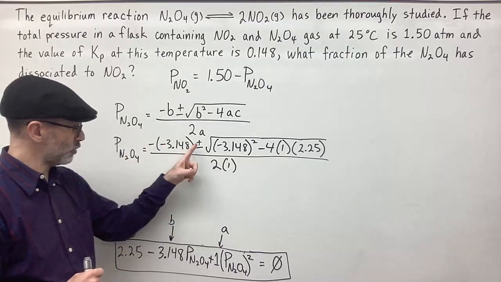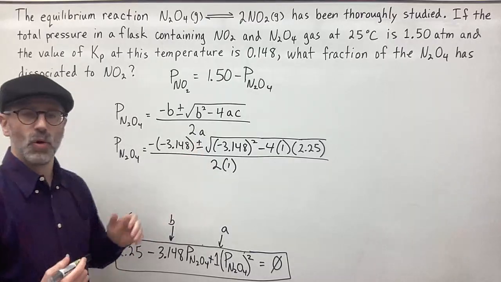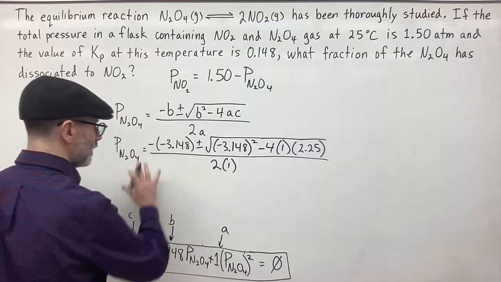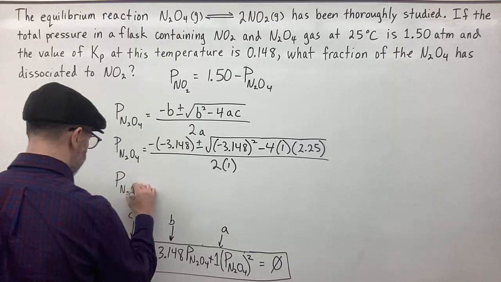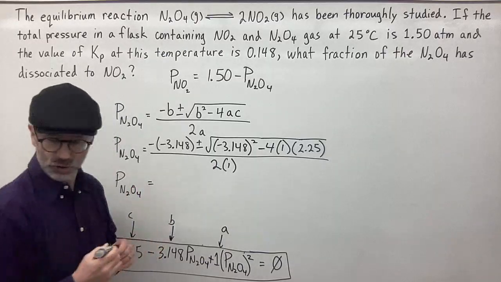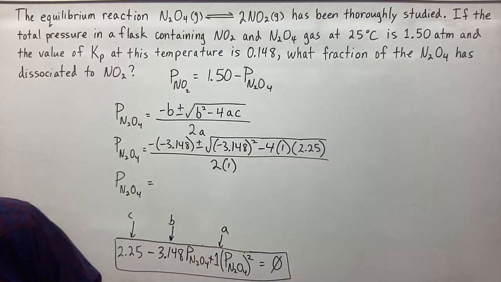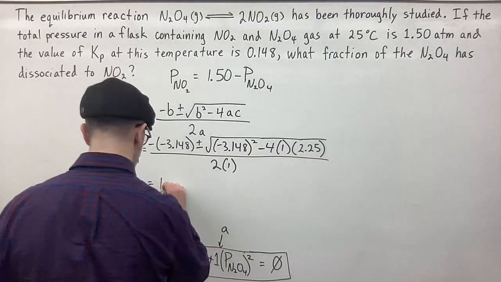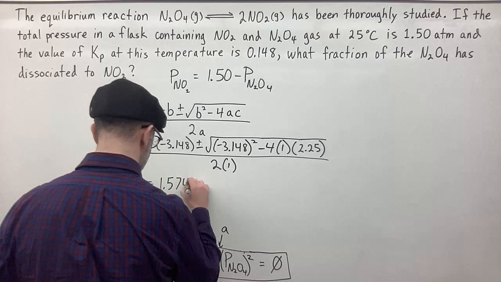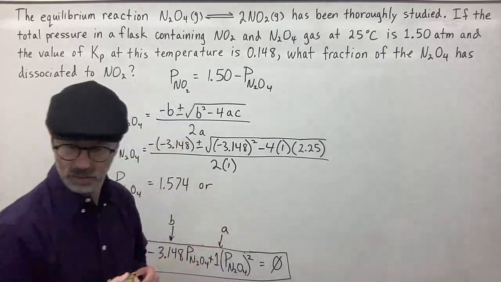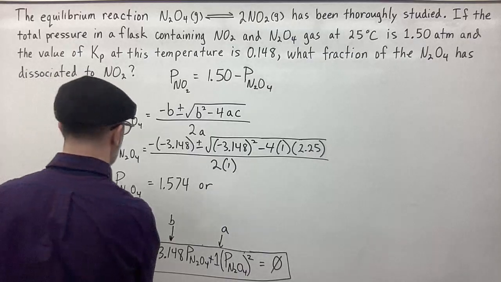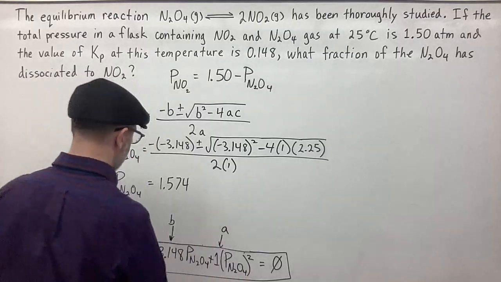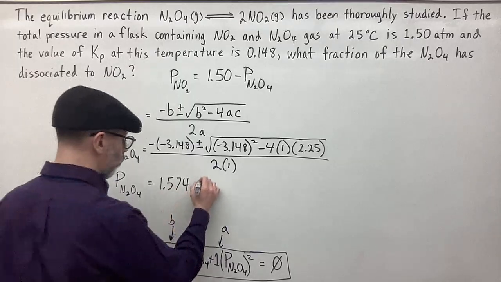Then we just solve and find our two values. We're going to get two values because it's plus or minus, and then we'll pick the one that makes sense. So when we calculate this out, you should get the partial pressure of N2O4 is equal to 1.574, oops, I forgot a step. So it's going to be 1.574 plus or minus.